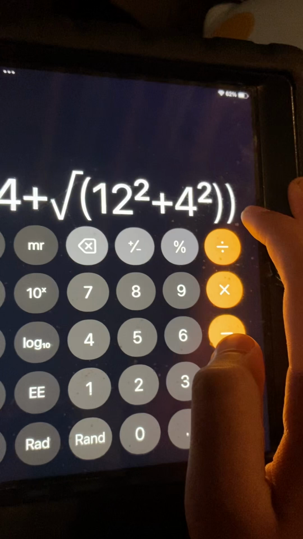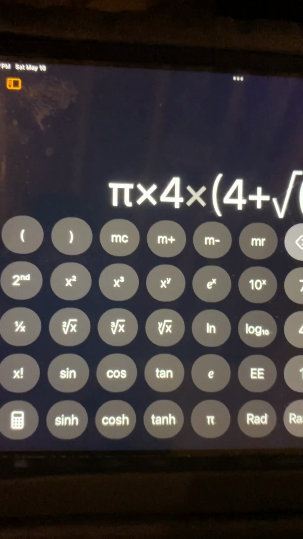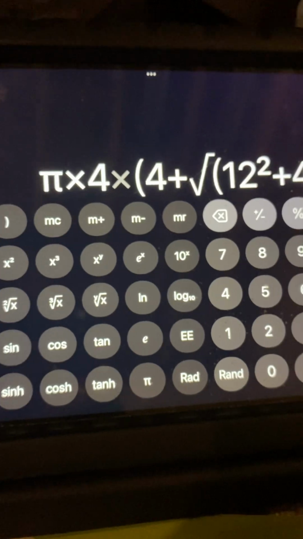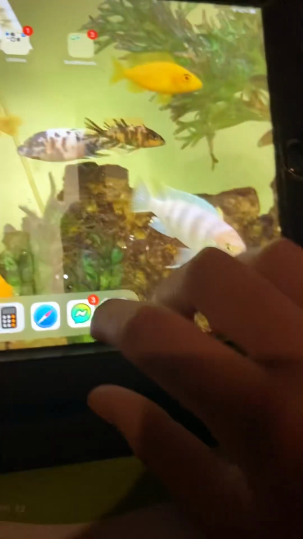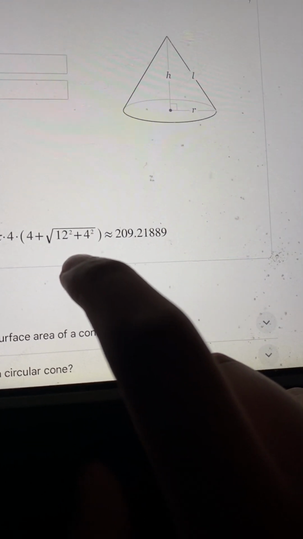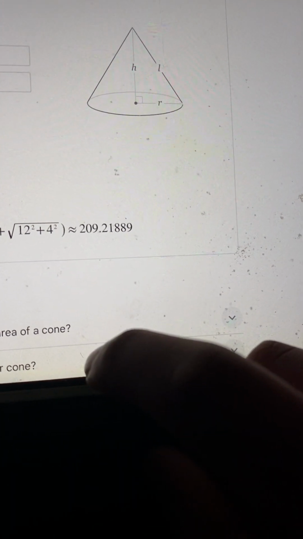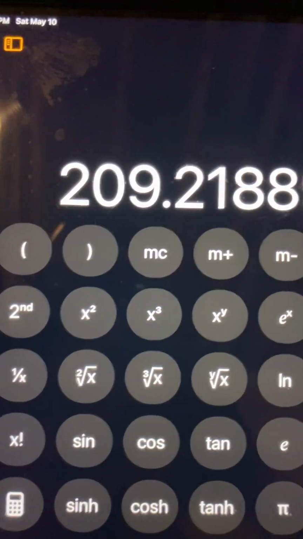See how that works? The parentheses match up. So pi times 4 times 4 plus the square root of 12 squared plus 4 squared should be, yep, pi times 4 plus the square root of 12 squared plus 4 squared, 209.2. Let's see if the calculator does it correctly. And it does. Aha, I knew it.